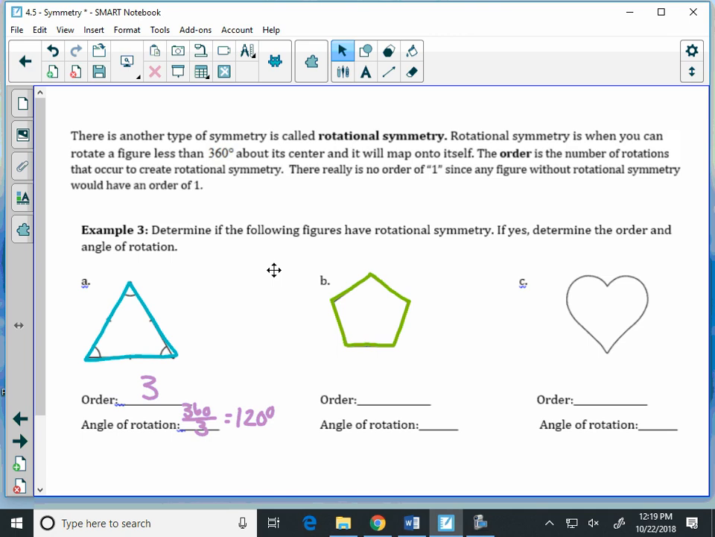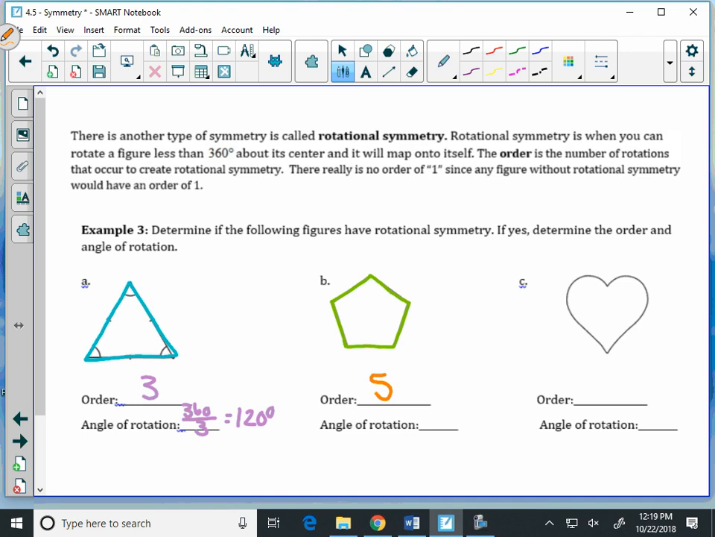Well, let's rotate it. It's not going to map up perfectly because I didn't trace it perfectly, but it'll be pretty close. We're going to see how many times we can rotate it. There's 1, 2, my tracing was perfect to be right on, 3, 4, 5. We could rotate it 5 times in a full circle and it mapped up onto itself. So the order is going to be 5.